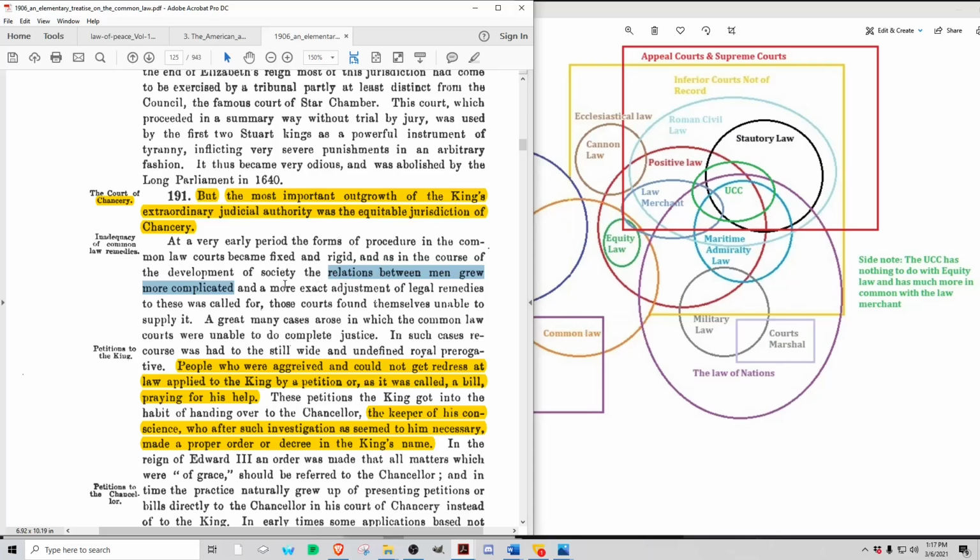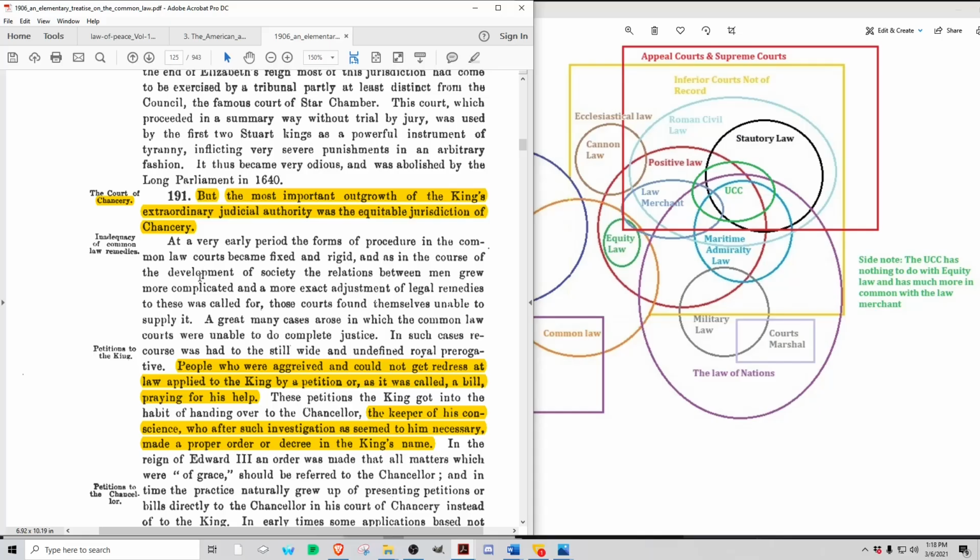So this is what they're talking about. Relations between men grew more complicated. Well, guess what? It was the attorney doing it. Does this look complicated to you? Yeah, you're damn right. Well, that was the problem. So anyway, get off my soapbox. And a more exact adjustment of legal remedies to these was called for. Those courts found themselves unable to supply it, meaning the common law courts found themselves unable to supply this garbage. Why would they? A great many cases arose in which the common law courts were unable to do complete justice. In such cases, recourse was had to the still wide and undefined royal prerogative, because that was whatever the king wanted it to be, right? Okay, keep that in mind for a second.